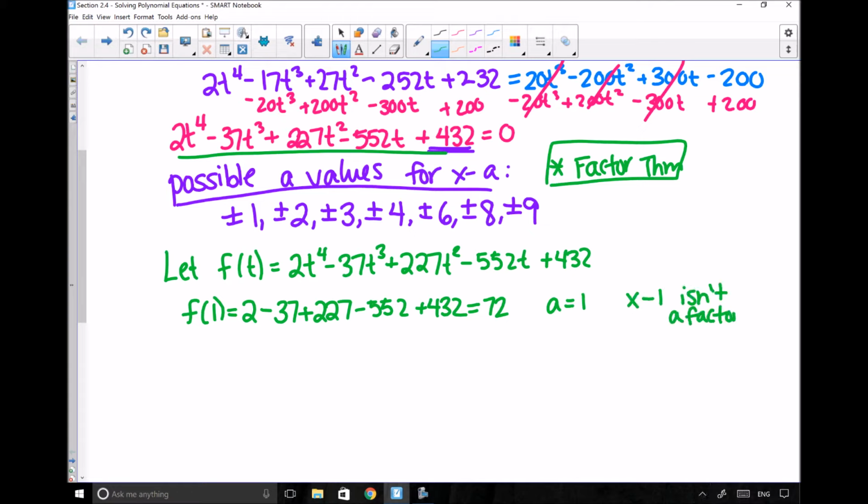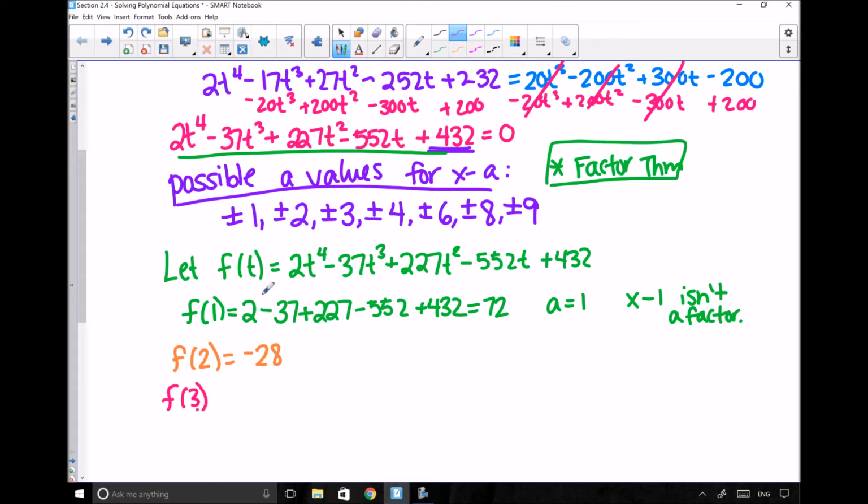Okay, so let's go ahead and try f of 2. Just to save time, I know you guys can evaluate these values right here, and you can also use graphing technology to evaluate this answer. We get f of 2 is equal to negative 28. So 2 won't work. So let's go ahead and try 3. So let's find f of 3.